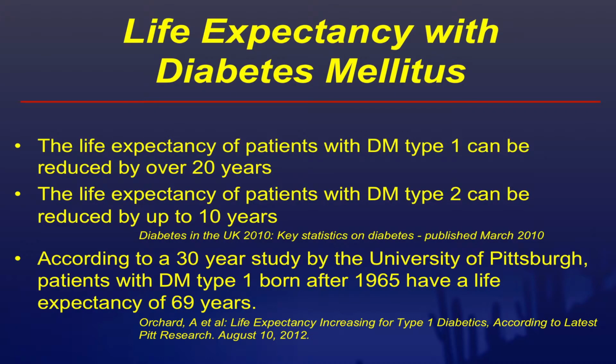Now, what does diabetes do? We all know that it diminishes quality of life, but more importantly, and those are data from the UK, life expectancy of patients with type 1 diabetes is reduced by about 20 years, for type 2 diabetes, 10 years. The Pittsburgh study, which has about 30,000 people in the registry, shows that patients born with type 1 diabetes after 1965, and obviously benefiting from the progress that we have made in the 1980s and 1990s, have a life expectancy of about 10 years less than the normal population.